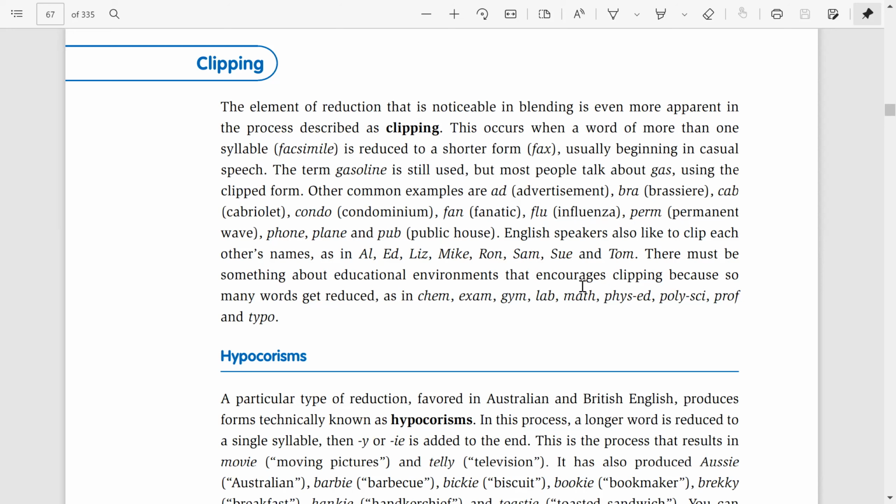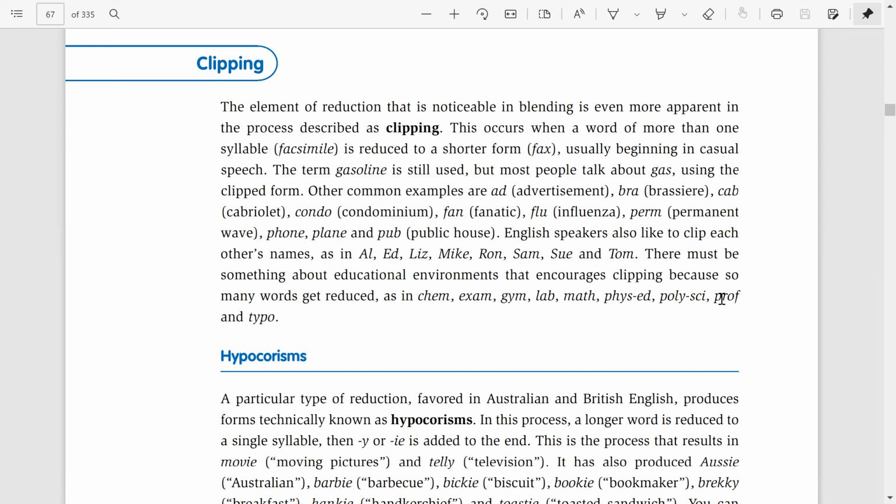English speakers, especially the natives, also clip the names of persons. For example, they use Al, Ed, Liz, Mike, Ron, Sam, etc. And instead of pronouncing the whole word or writing the complete name, they clip the word and write the shortened or clipped version. And in educational environments, we also have some words like chem for chemistry, exam for examination, gym for gymnasium, lab for laboratory, etc. So these are also the shortened versions. For example, prof for professor, etc.